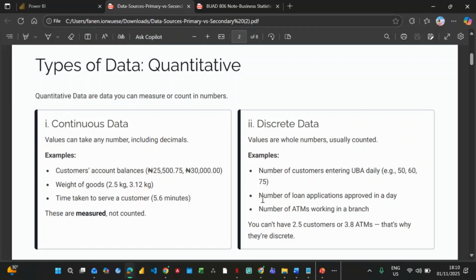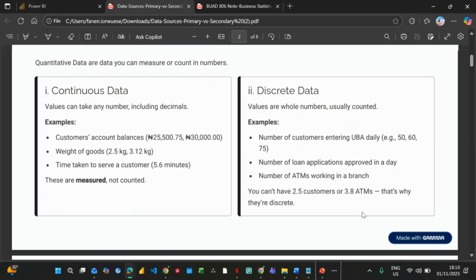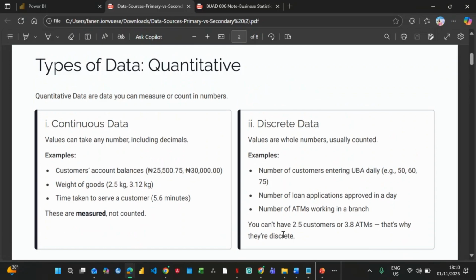We also have the number of loan applications approved in a day. You can't have one and a half. You understand? The one you are saying is half means that one has not been approved, it's still in progress, so we cannot say it's part of the loans approved. The number of staff working in the branch, you can't have less than that. You can't have 2.5 customers or 3.5 ATMs. That is why they are discrete numbers. That's basically the two types under quantitative data.